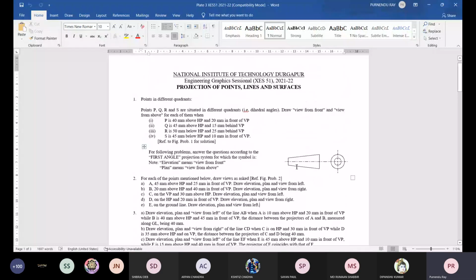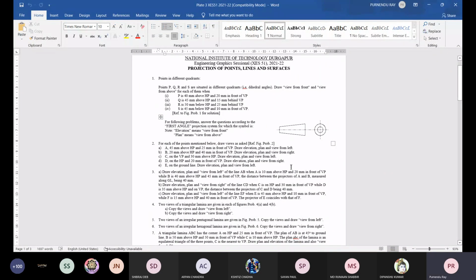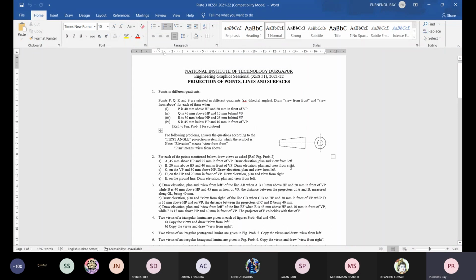Now, do you find any page here? Yes, sir. Is it clear and visible? Yes, sir. Clear and visible. So, zoom in. Up to problem number 6, it is visible.